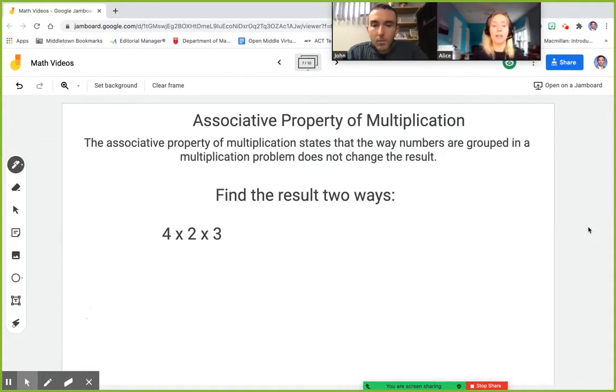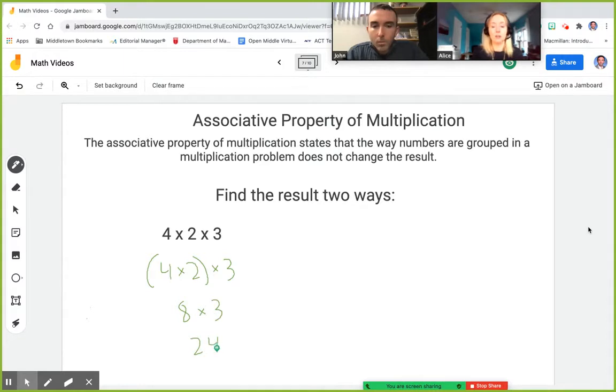So, one way I could group these numbers is I could say, okay, 4 times 2, I'm going to group them, which means because they're in parentheses, I'm going to handle them first. So 4 times 2 is 8 times 3, and that's going to give me 24.